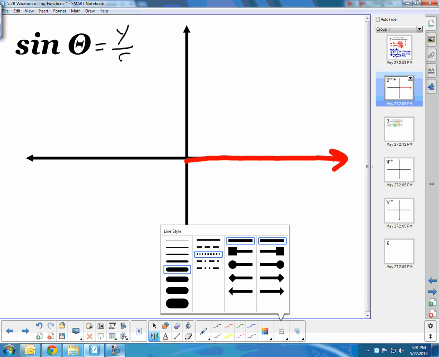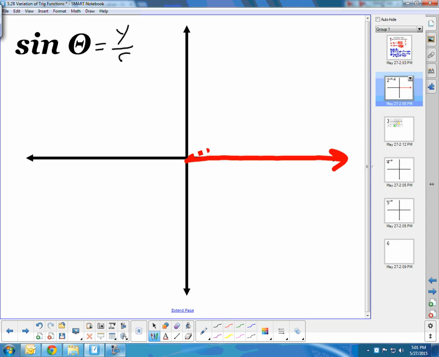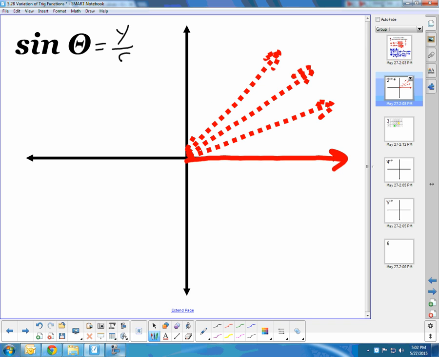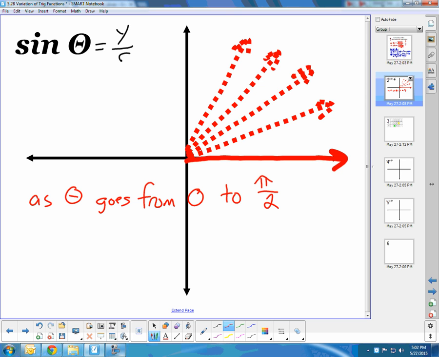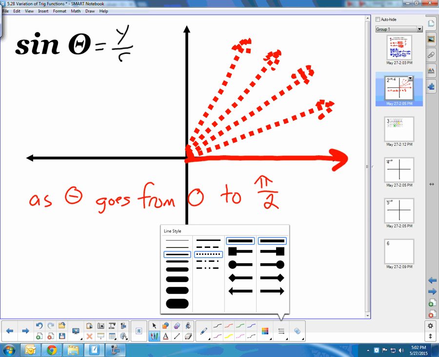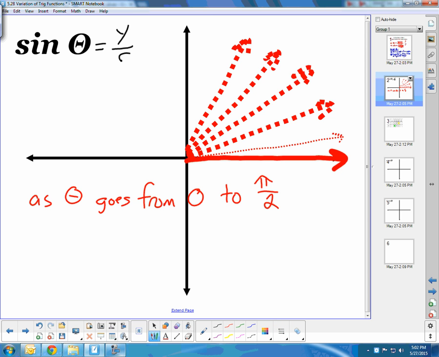And I'm going to think about having my terminal ray rotate through the first quadrant. Let's say it starts there, then goes there, then goes there, and all the way through. So what I would say here in a variation sense is as theta goes from 0 to pi over 2. Because all I'm thinking about is what's happening as I go from 0 radians, nice and down here, and having that theta get bigger and bigger and bigger until my terminal ray goes to that first quadrant. Well, what happens in there?